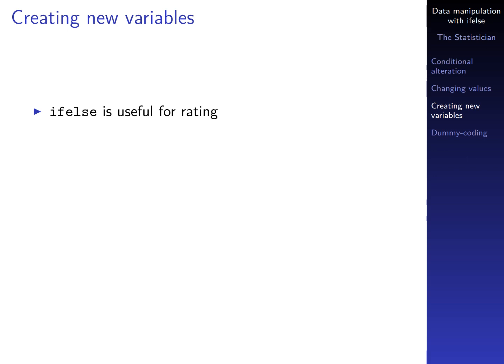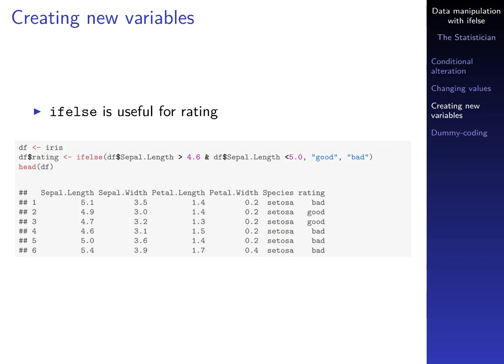Now, if you want to rate something, ifelse is quite useful. Here I'm using the iris data. I want to rate some rows that have sepal length more than 4.6 but less than 5.0 to be good and otherwise to be bad. Are you following? Okay.